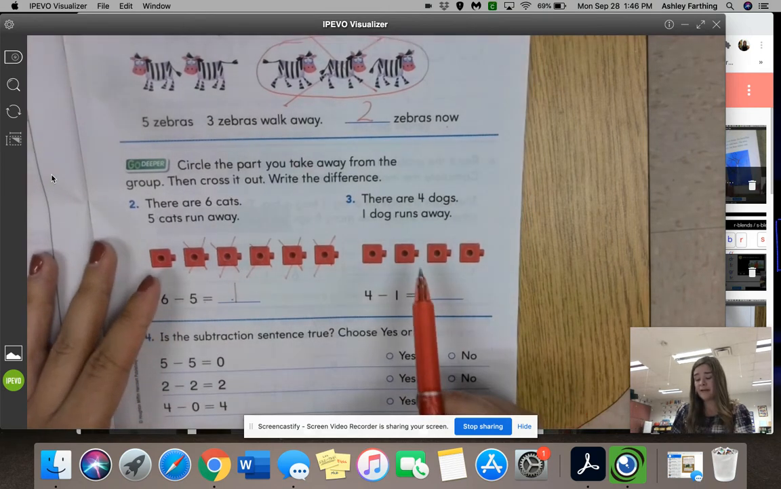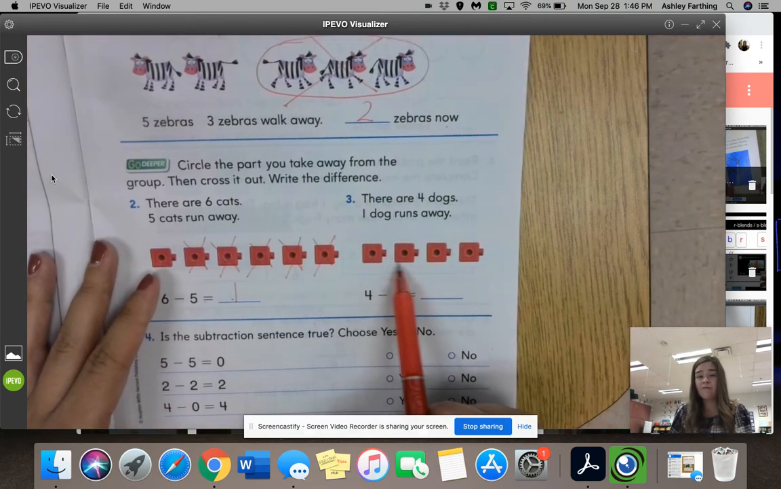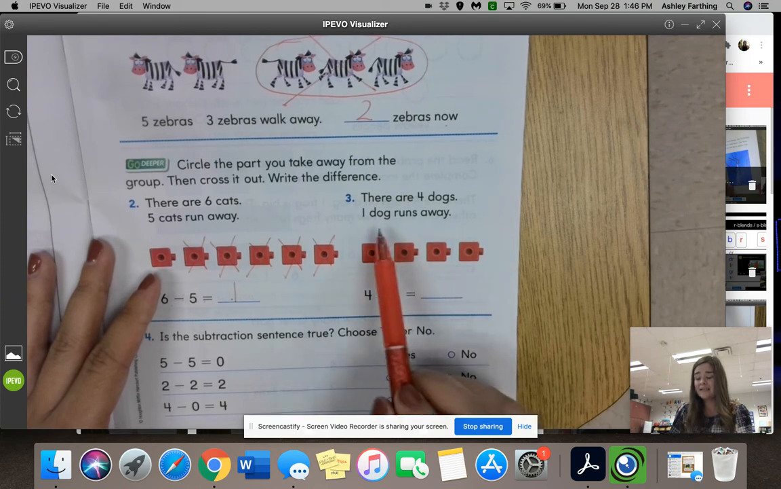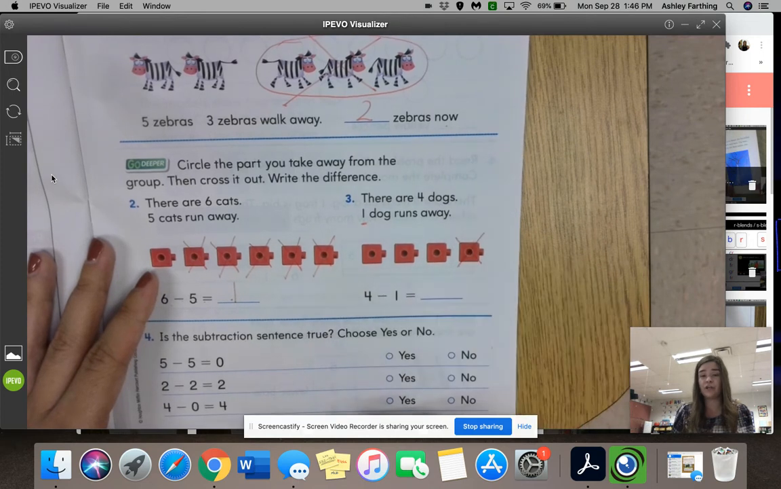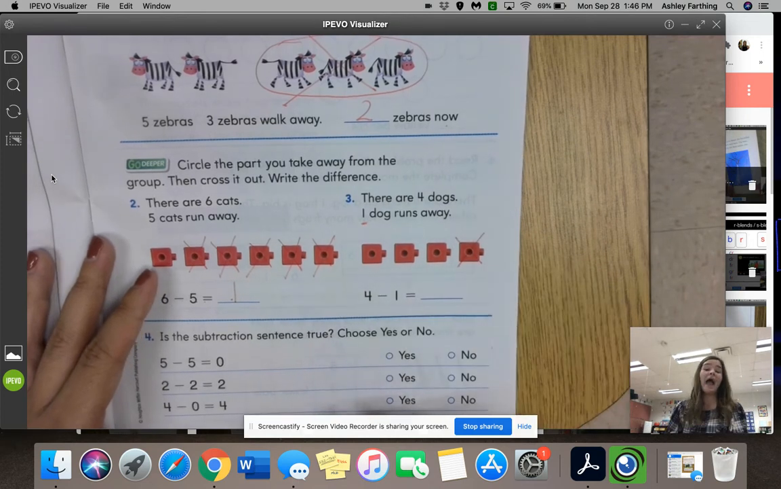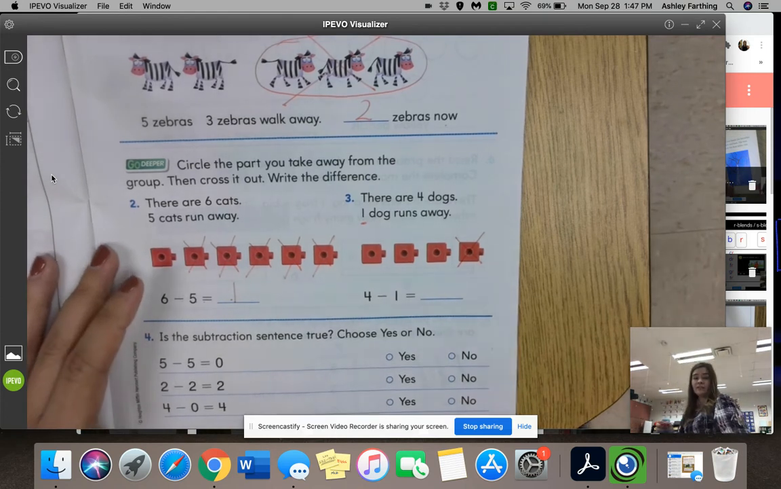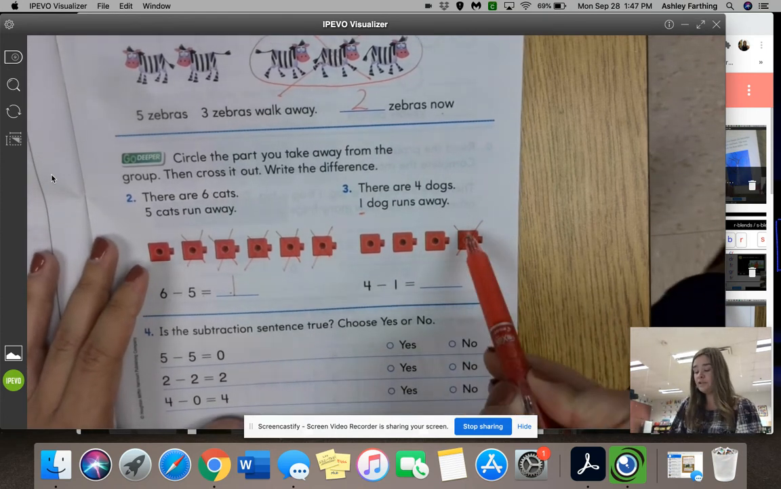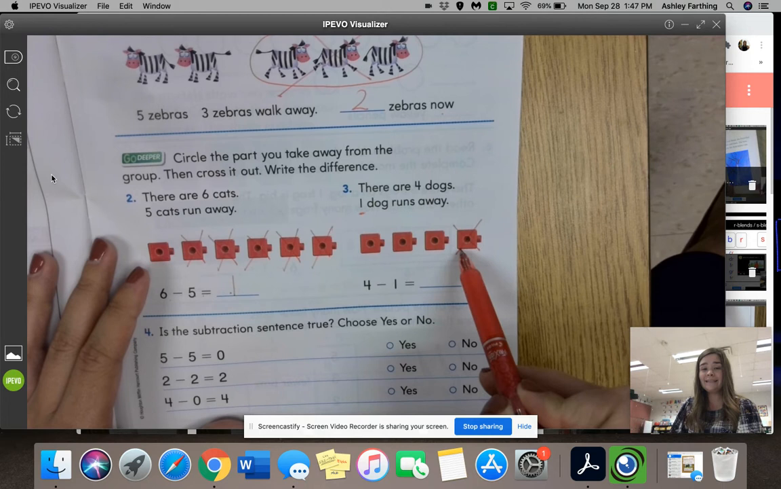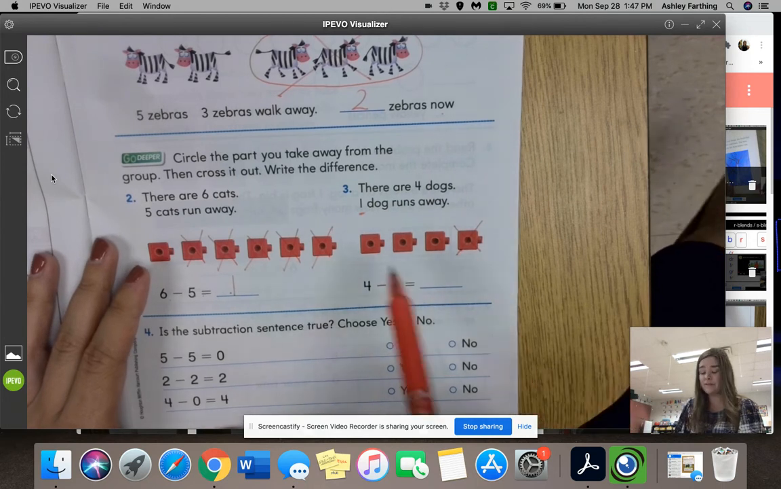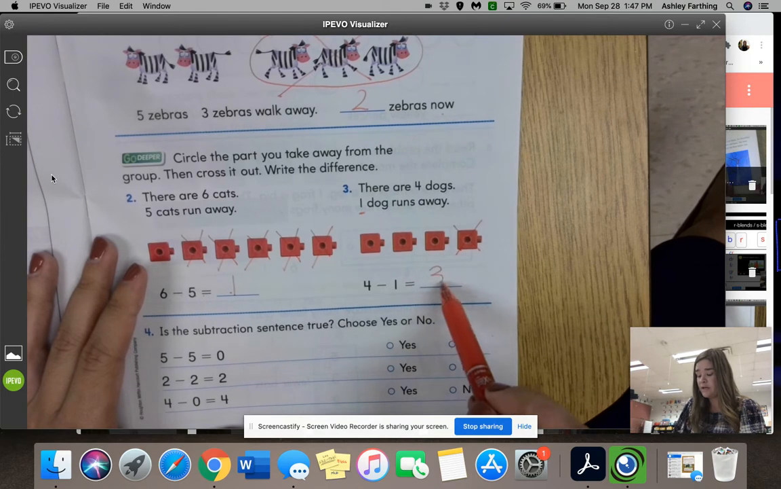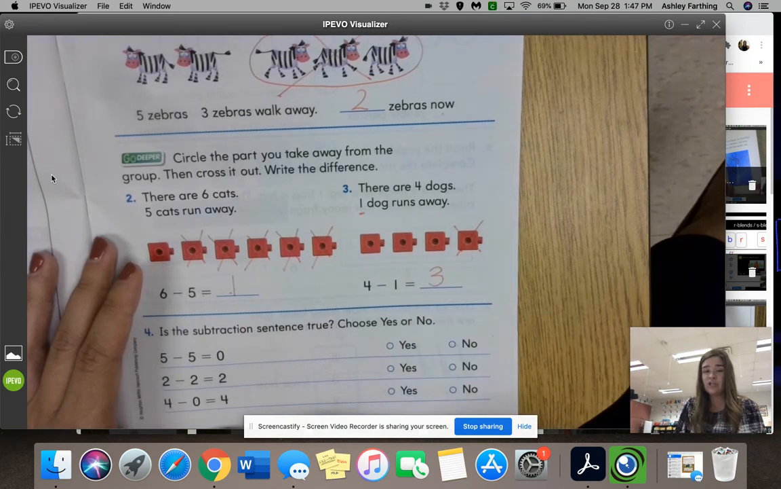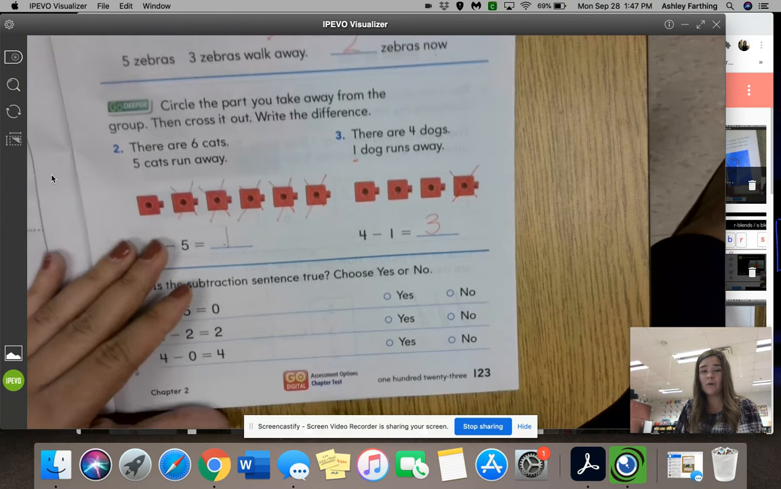Number 3 is the same type of problem, except we only have 4 dogs. And it says that 1 dog runs away. So we're going to cross out 1 of our cubes. How many cubes do we have left? We started with 4. We took away 1. Let's see how many we have left. 1, 2, 3. We have 3 dogs left. So 4 minus 1 equals 3.